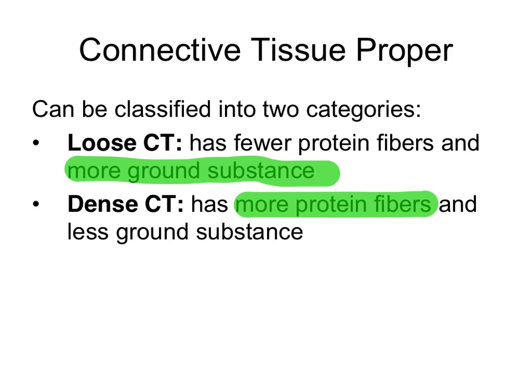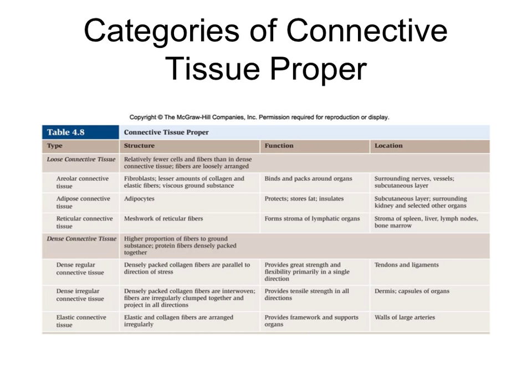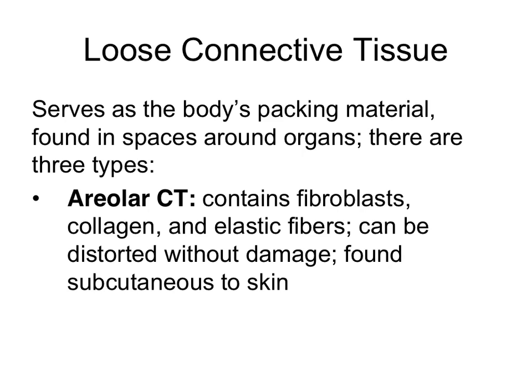Okay, now we're going to go into more detail about loose connective tissue. So this is a handout. I don't know if you have this handout, an overview of loose and dense connective tissue. We're going to go into detail about loose next. Loose is your packing material. There are three types of loose connective tissue. The first one is areolar.